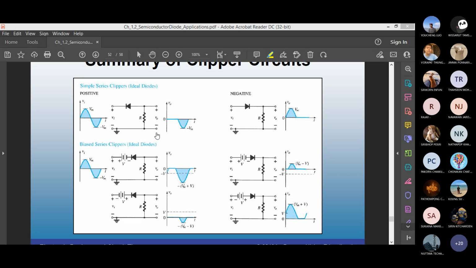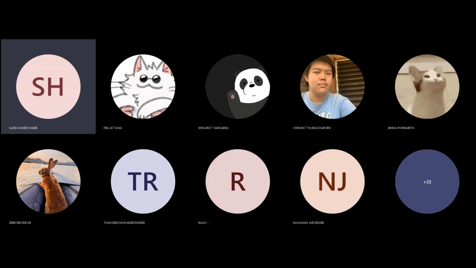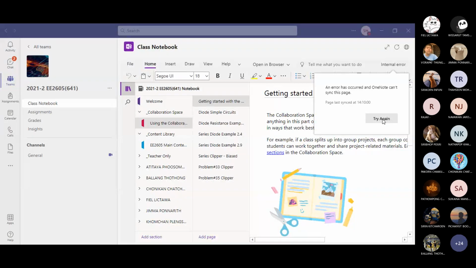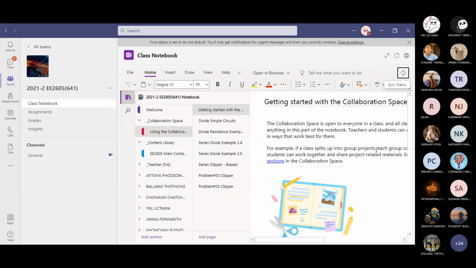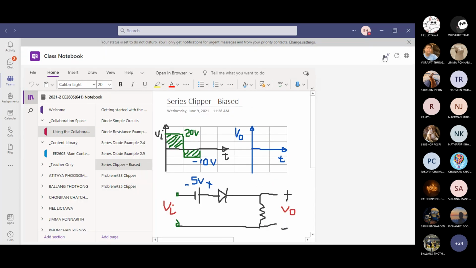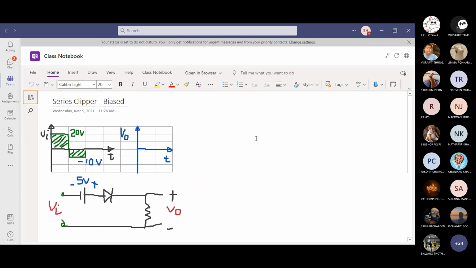Okay, now let's switch our screen. The screen sharing will now go to Microsoft Teams. Internal error. Can you see my screen? Yes. Okay, let's close this one.